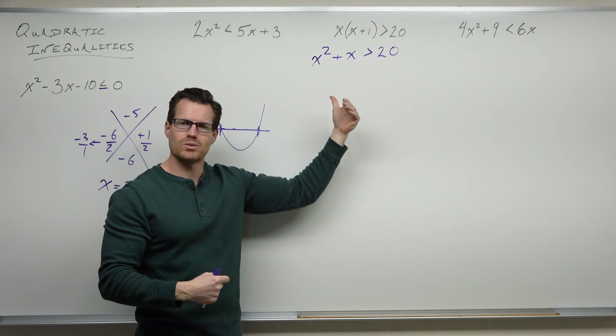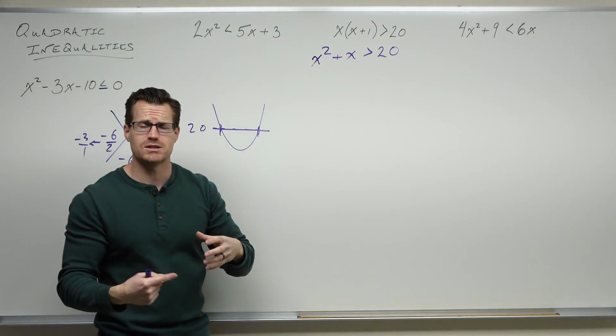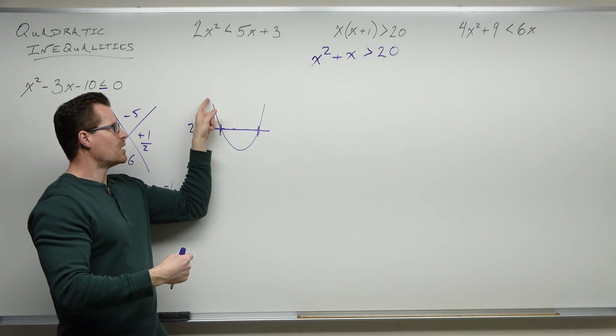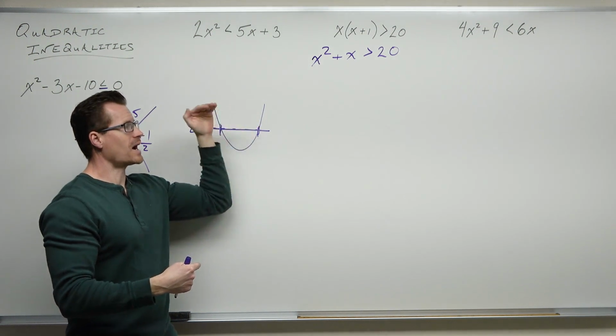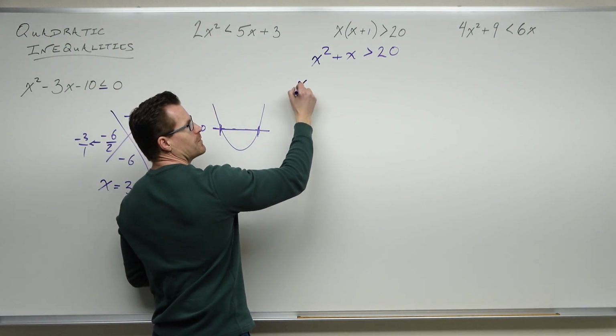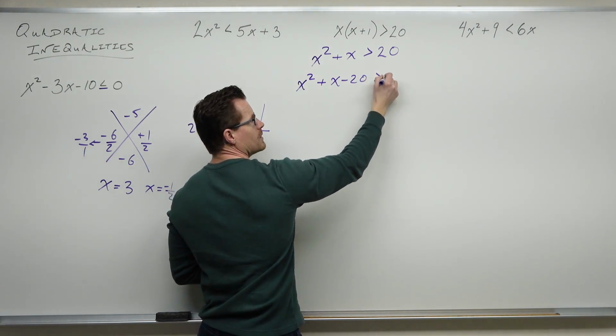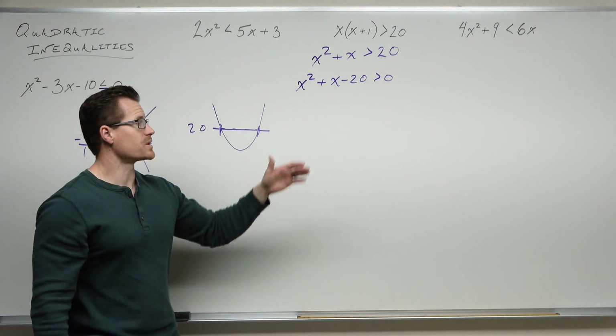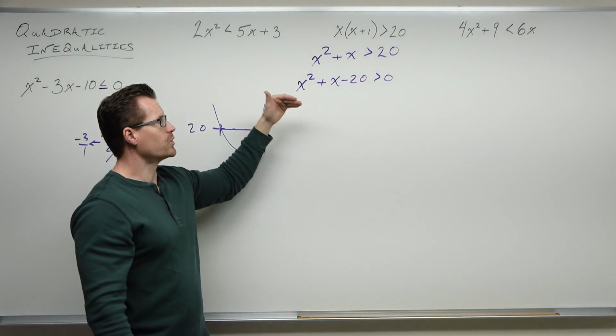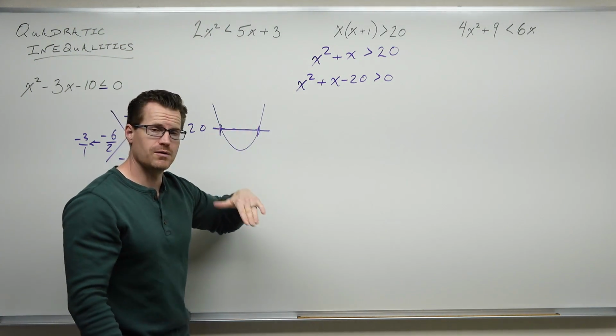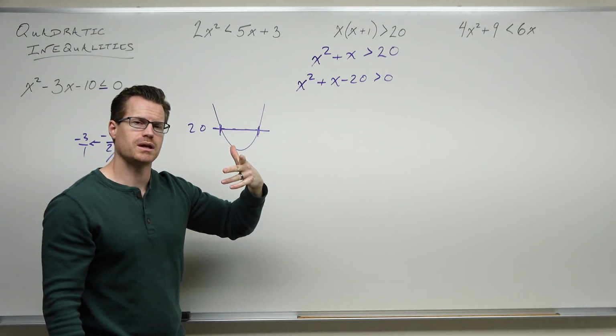Now, how we're going to solve this problem is we're going to shift this parabola down 20. We're going to subtract 20 from both sides. And this is going to translate to, instead of thinking about a parabola below a height of 20, we think of a different parabola below a height of 0. In other words, where this upward opening parabola would be above the x-axis. That's what we're thinking of.